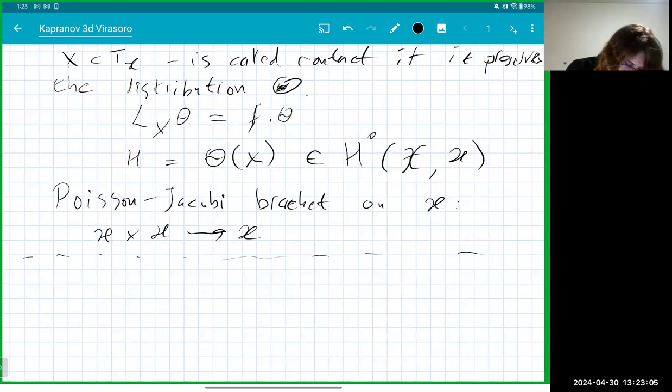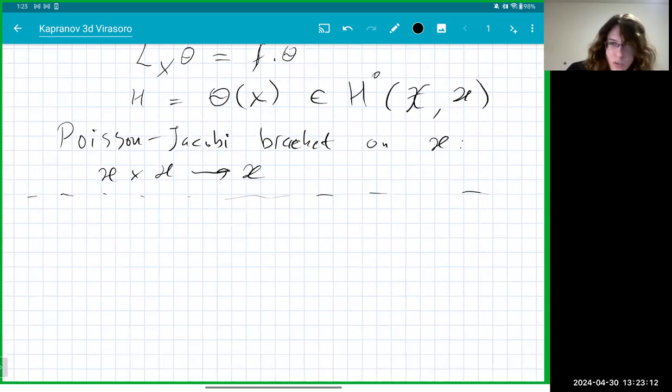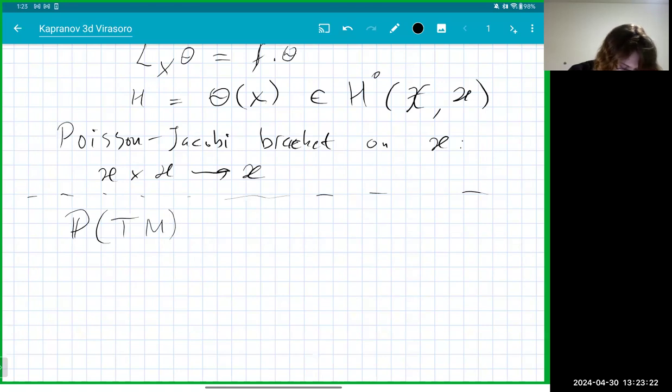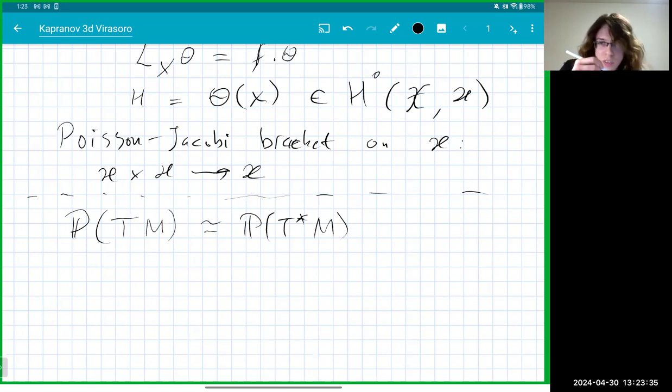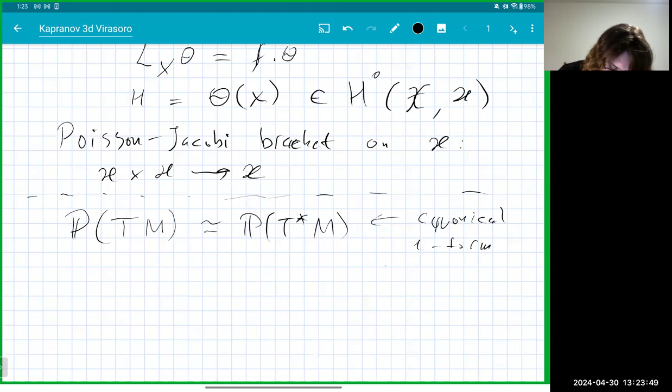Okay, so that's the end of the review. Now, in our case, what do we have? What is the contact reduction we want to perform? We start from PTM, which is isomorphic to PT star of M, where we identify T star of M with TM using the metric, the conformal structure, and it has a canonical one form, which was just given in coordinates by p_i dx^i.